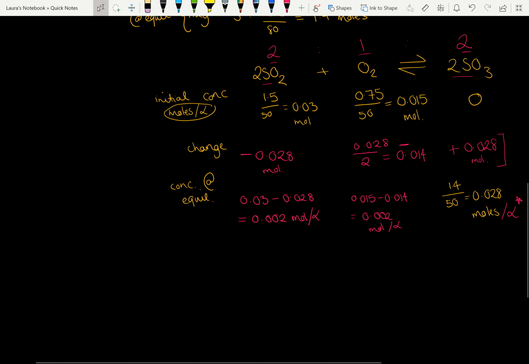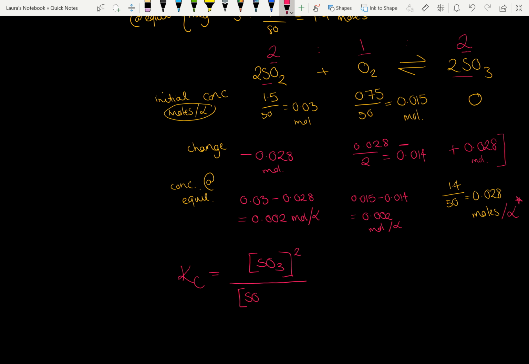Now, the first part of that question did actually ask us to write the Kc. I just skipped over it and left it to the end. So the Kc for this equation, remember we've got our square brackets to indicate moles per litre at equilibrium. We start off with our products on the top. So we've got SO3 there, and it's raised to its coefficient in the equation, which is 2, divided by the concentration at equilibrium in moles per litre of the sulfur dioxide, raised to the power of 2 because we've got that 2 in the equation up there, multiplied by the concentration of oxygen.